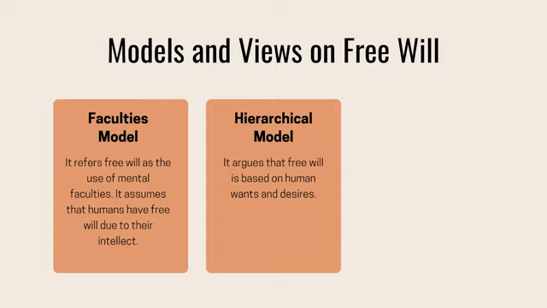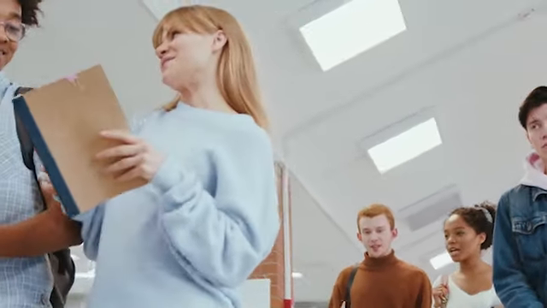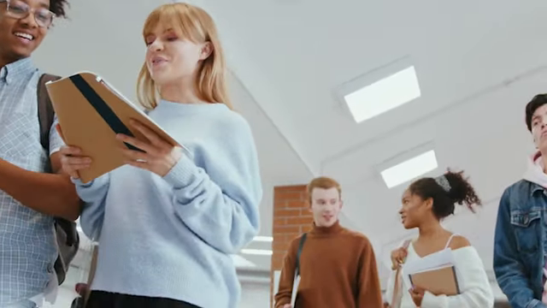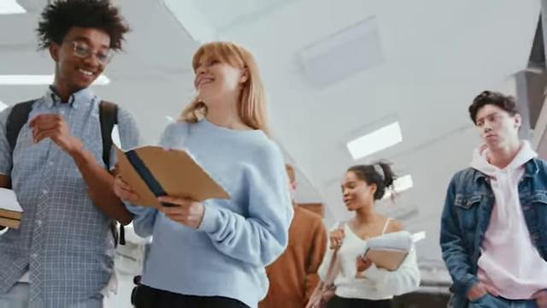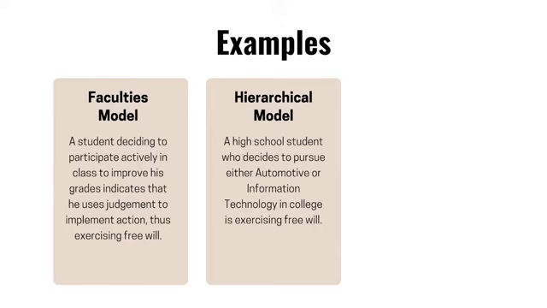So, for example, a newly graduated high school student who decides to pursue either automotive or information technology in college is exercising free will. Should he or she choose automotive, he or she must want to become an automotive technician, or if he or she takes subsequent actions to enroll in the college of information technology and devote his or her efforts to studies, that indicates that he or she freely and voluntarily made this decision out of his or her own free will.